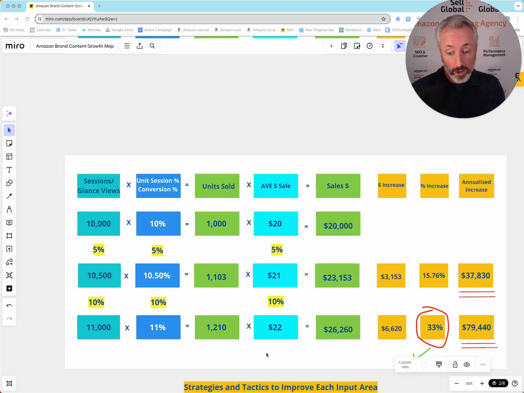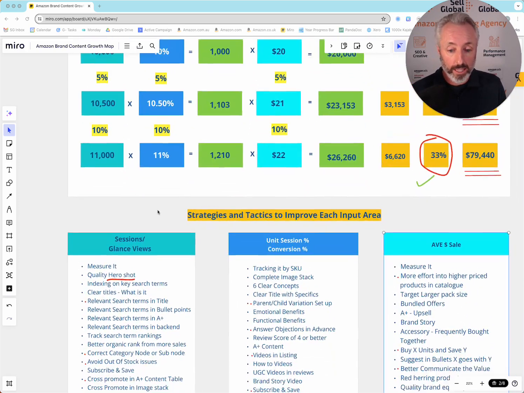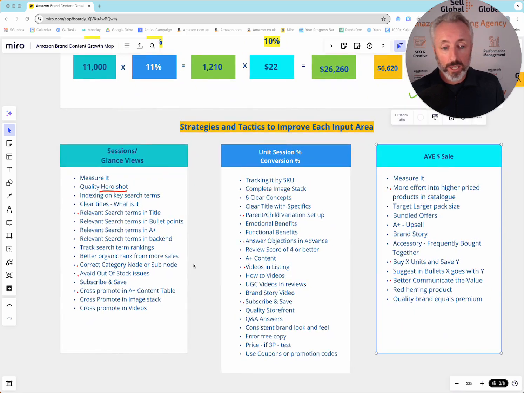Now, let's have a look at some of that. I mean, that maths alone should get people excited. It gets me excited when I look at that, because I know to get these 10% incremental improvements is not too hard when you have some clarity on what you're doing. There's so many things you could do in your Amazon business. But if you focus on improving each of these areas every day across your catalog, then you will see these kind of improvements. So here's some strategies and tactics to improve each area.